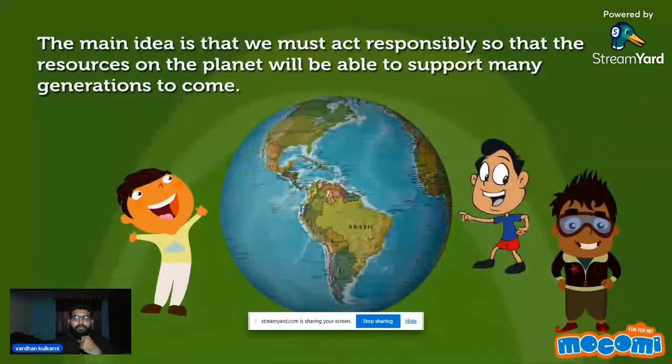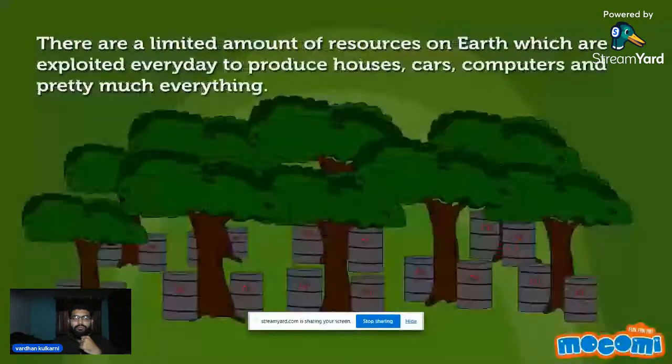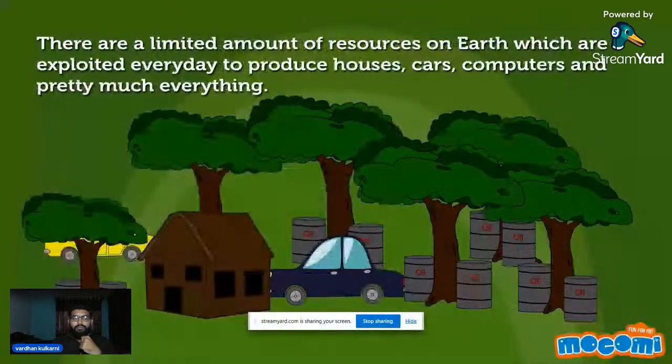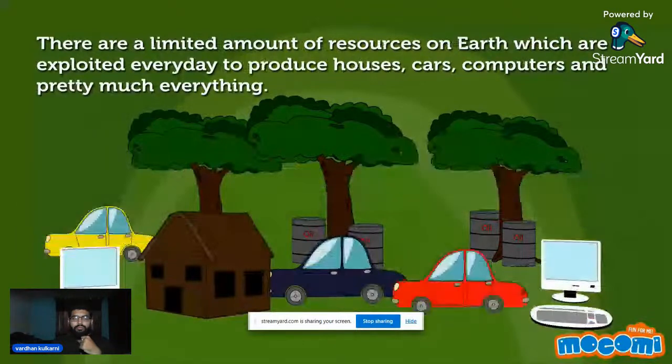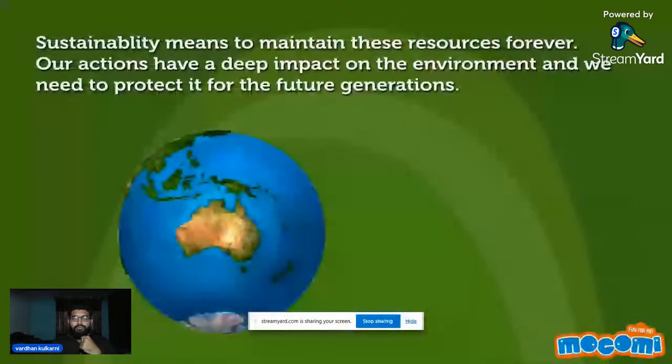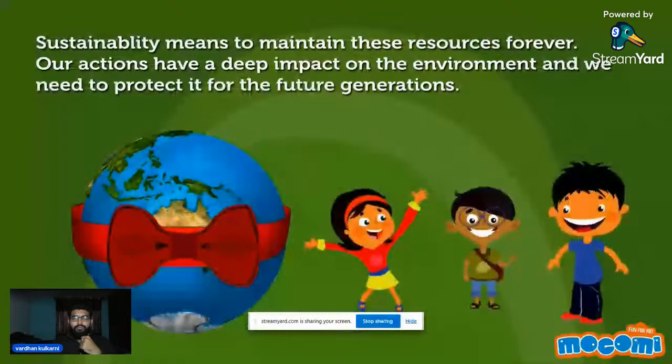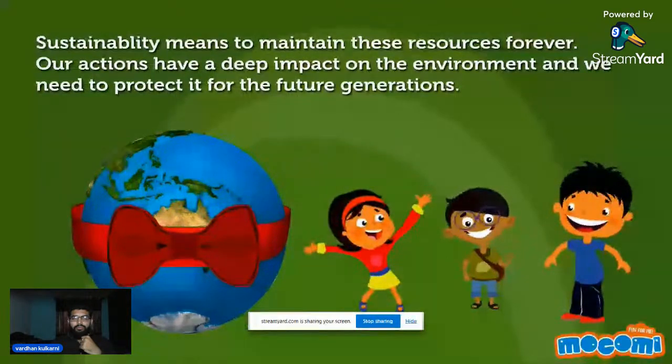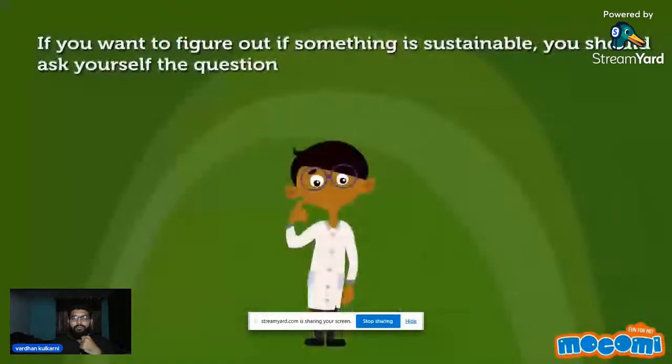There is a limited amount of resources on Earth which are exploited every day to produce houses, cars, computers, and pretty much everything. Sustainability means to maintain these resources forever. Our actions have a deep impact on the environment, and we need to protect it for future generations. If you want to figure out if something is sustainable, ask yourself the question: can I do this forever?